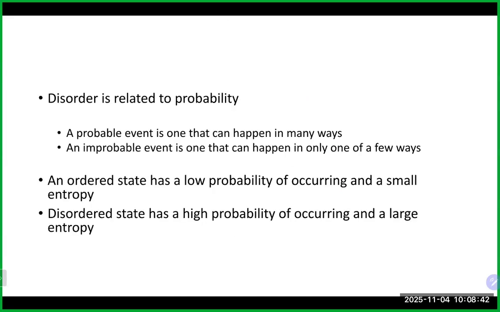Disorder is related to probability, and a probable event is one that can happen in many ways, right? An improbable event is one where there's basically only one or very few ways to accomplish it. An ordered state has a low probability of occurring and a small entropy. If you think about everybody lined up nice and ordered, there's kind of only one way to do that. Get everybody nice and organized.